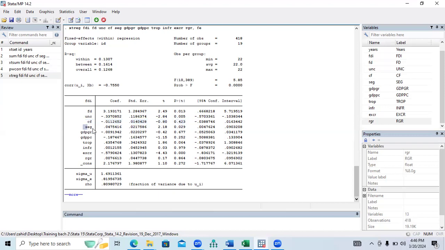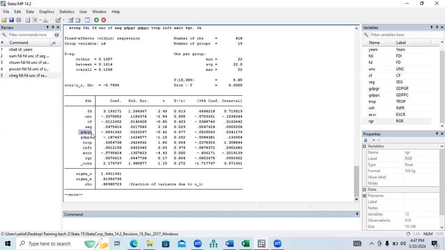Next is sustainable economic growth. It is positive and it is also significant. So we can say here that sustainable economic growth significantly increases FDI in the target population, because the coefficient value is positive here. It is also significant. The p-value is less than 5%. So we can interpret here that sustainable economic growth positively and significantly increases the FDI in the target population.